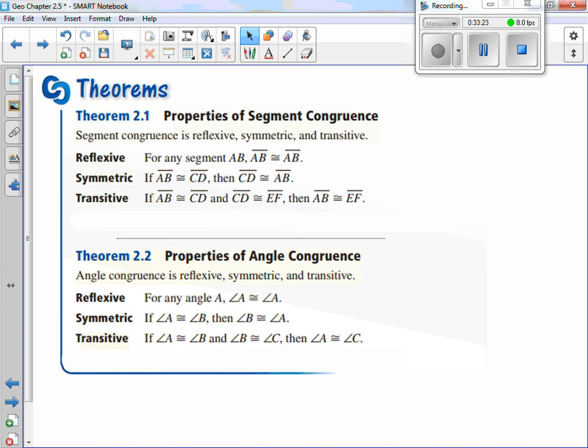Properties of segment and angle congruency. So we have reflexive, symmetric, and transitive properties of congruency. Now, congruency is talking about two angles that are congruent. Not similar, they're congruent. They have the same shape. So it's almost the same as equality, but we're not talking about the measure of the length or the measure of the angle. We're talking about the angle itself or the length itself. We're talking about the segments here, not their measure.